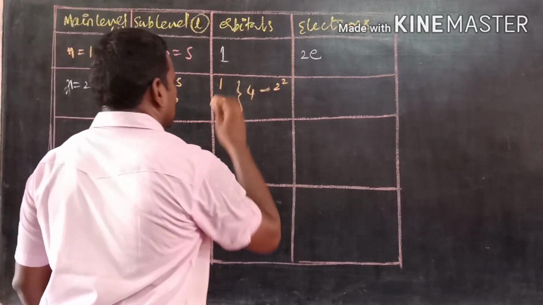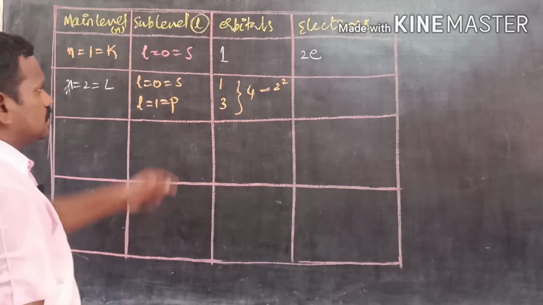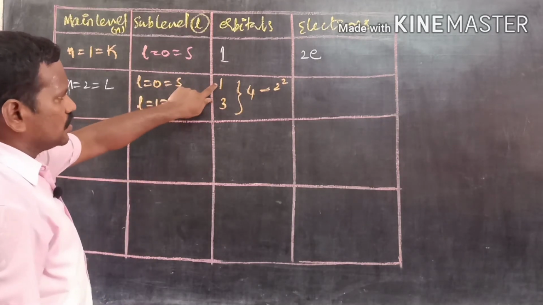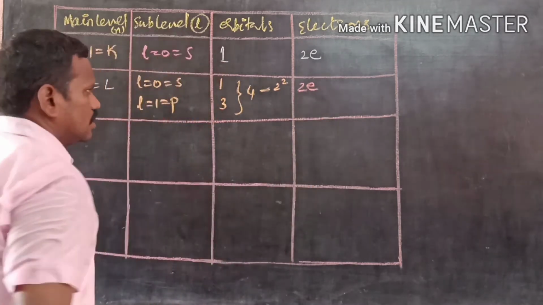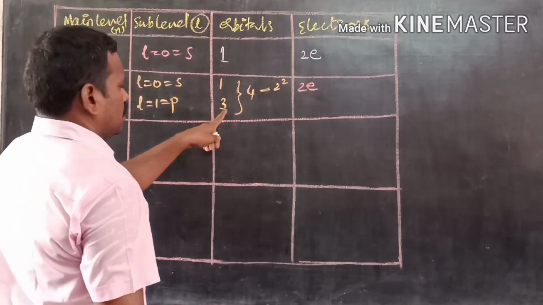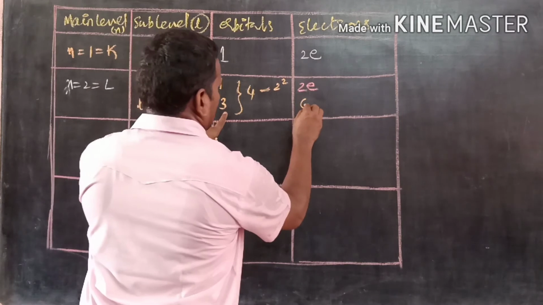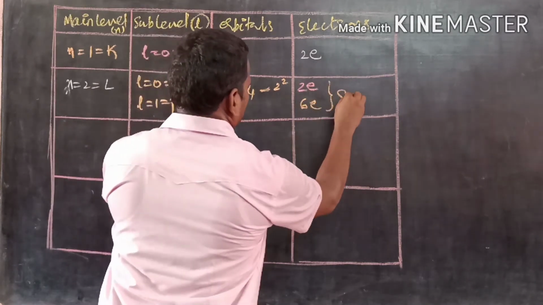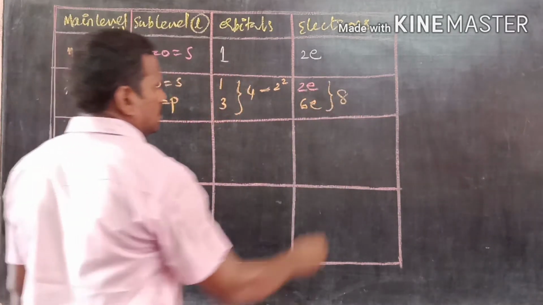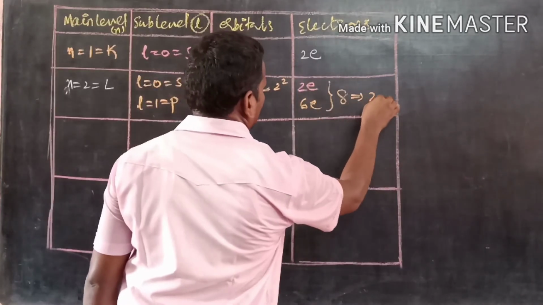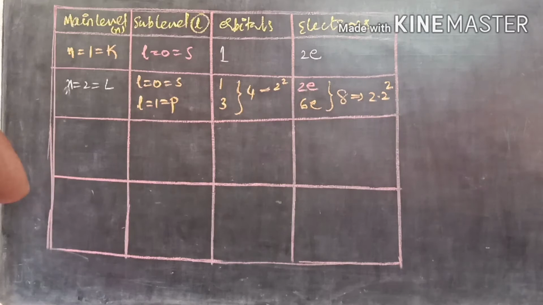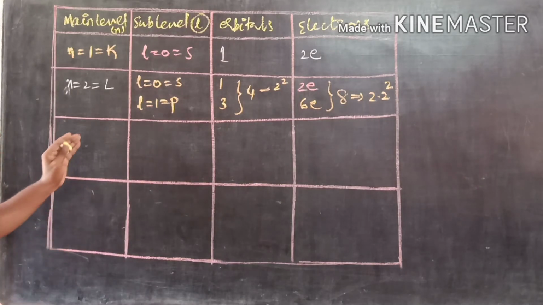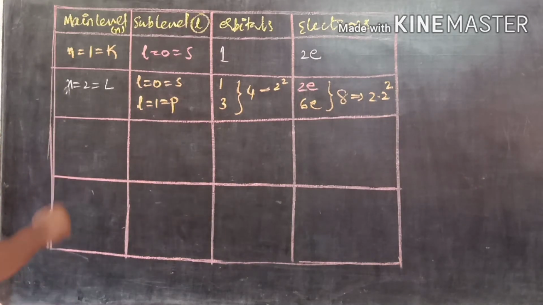Now, here come the electrons. In the S sublevel, 1 orbital can accommodate 2 electrons. Now, the P sublevel with 3 orbitals can accommodate 6 electrons. Now, the total number of electrons is 8. This 8 can be written as 2 into 2 square. Now, let us come to main level 3.